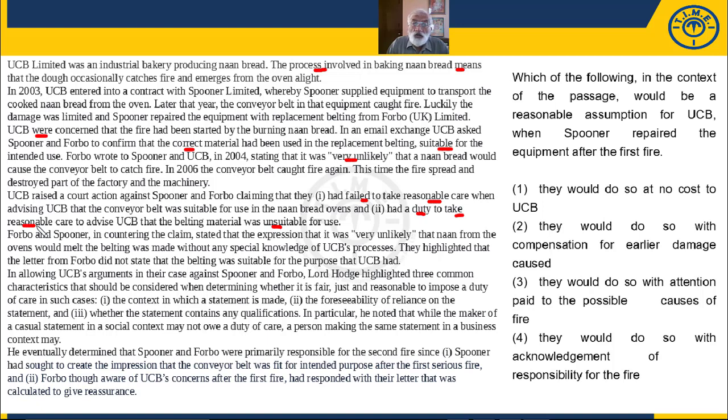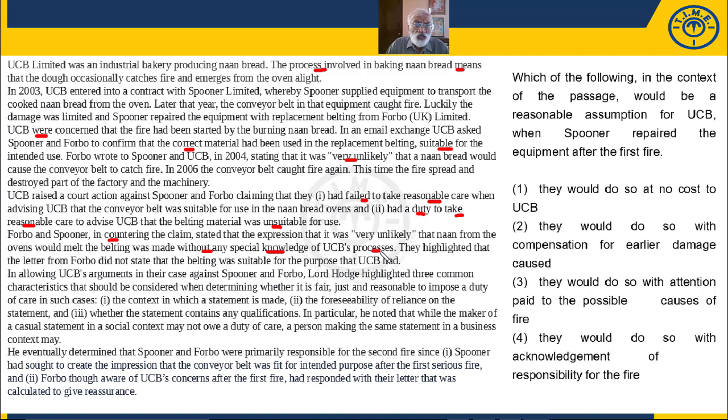Forbo and Spooner, in countering the claim, stated that the expression that it was very unlikely that naan from the ovens would melt the belting was made without special knowledge. So we are talking about in countering their claim. Their counter was that they had no special knowledge of UCB's processes. So they are saying that when we said very unlikely, we said that without knowing what your process is.